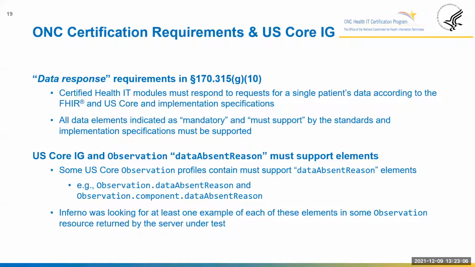First, just some context to set up this inquiry that we'll talk about in the next slide. I'm going to talk about some relevant ONC certification requirements in G10, and then a very specific relevant section of the US Core implementation guide. In the G10 API criterion, we have data response requirements summarized in these first two bullets. In regulation, in summary, these say that certified health IT modules must respond to requests for a single patient's data according to the FHIR and US Core implementation specifications.